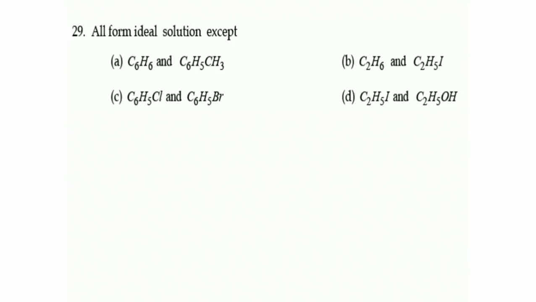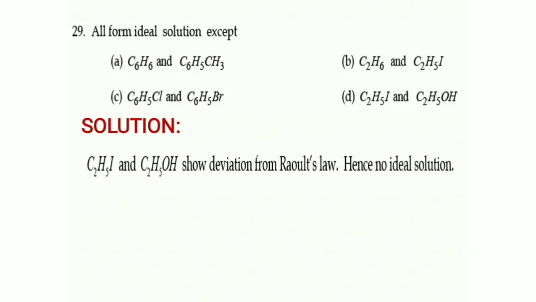29. All form ideal solutions except, this is a factual question, you have to remember, there is no other shortcut for this. So remember, here the answer for this question is D. C2H5 and C2H5OH show deviation from Raoult's law. Hence, remember, it is not an ideal solution. D.